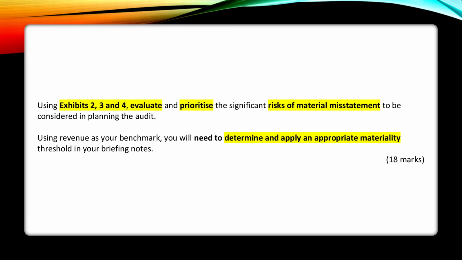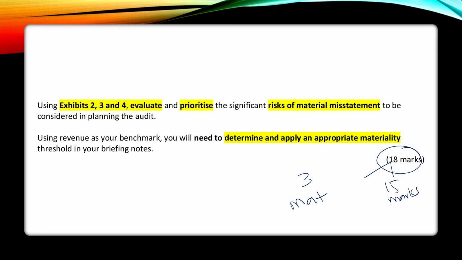Moving on to the super important 18 marks, which is evaluate, prioritize risks of material misstatement, and determine and apply an appropriate materiality threshold. A quick reminder, for revenue, it's 0.5 to 1%. For profit before income taxes, it's 5 to 10%. And for total assets, it's 1 to 2%. Another very important reminder, within these 18 marks, you have 3 materiality marks. So you're really just answering for the remaining 15.